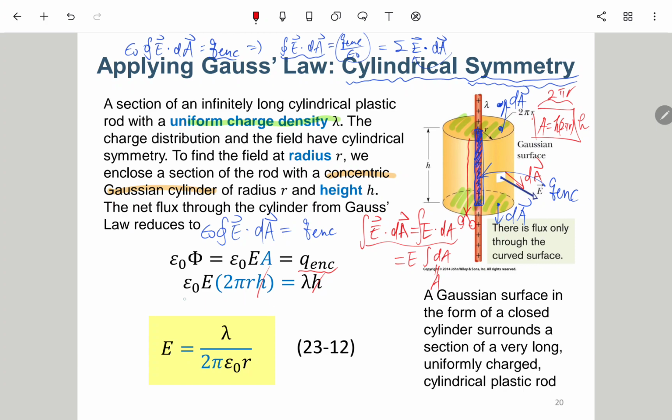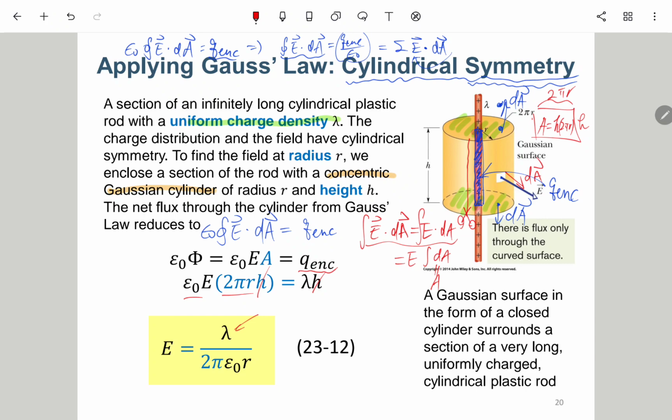So finally, we can just move this 4 variable to the right side. So we have E equals lambda over 2 pi epsilon r. Okay, something like this. So for this equation, it means that the E field generated by this infinitely long cylindrical rod is proportional to the charge density.